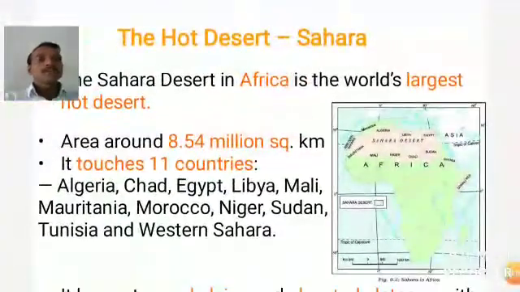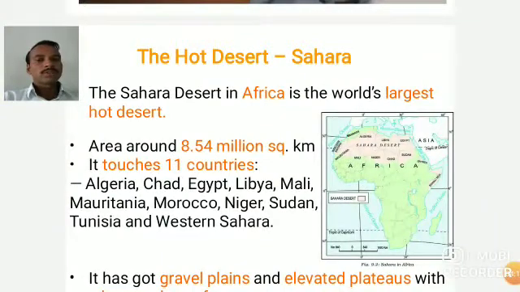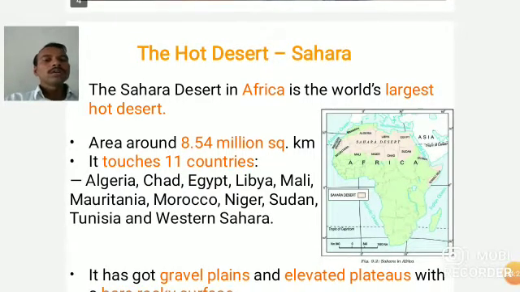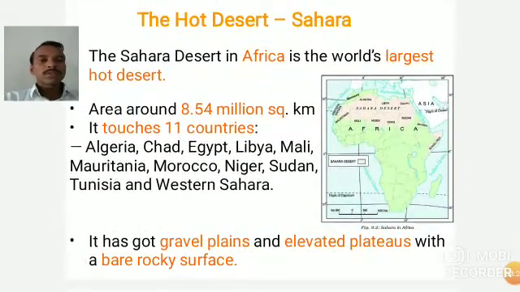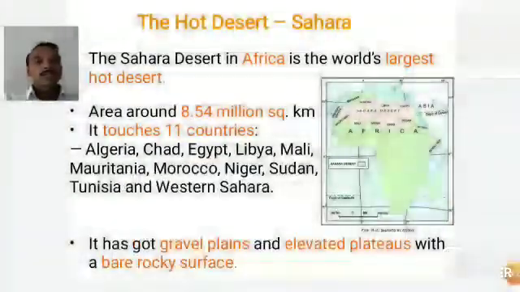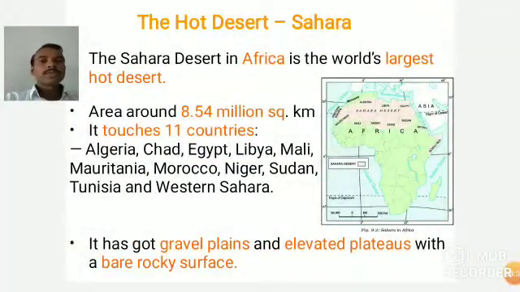And students, what exactly are the other features of the Sahara Desert? It has a bare rocky surface. Students, why are these other things there? Because we know that the hot deserts are a stretch of sand here, there, and everywhere. So apart from that, there are gravel plains, elevated plateaus, and bare rocky surface in the Sahara Desert.